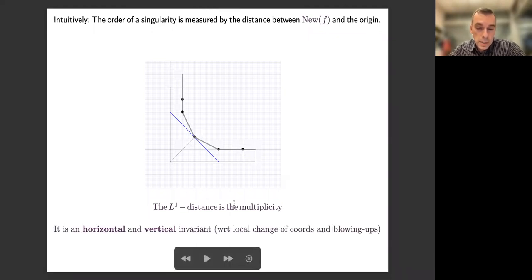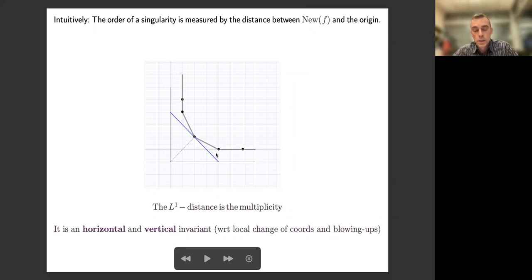So the multiplicity is this. So this distance is, let's say, the basic invariant, but of course it's not enough to define your algorithm. But it has two very good properties. It's horizontal and vertical invariant, by which I mean that it's invariant by local change of coordinates.